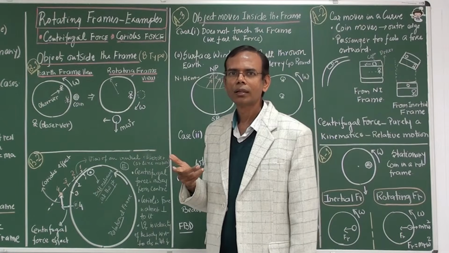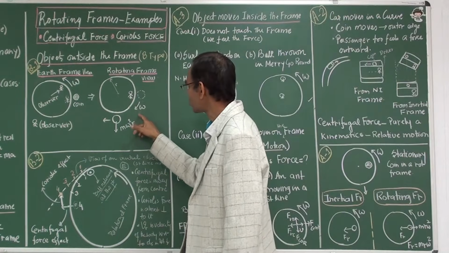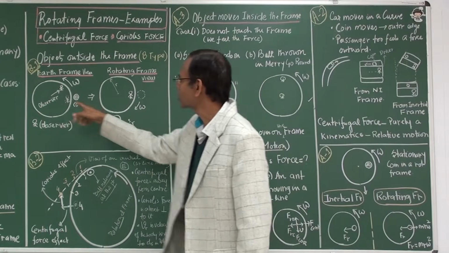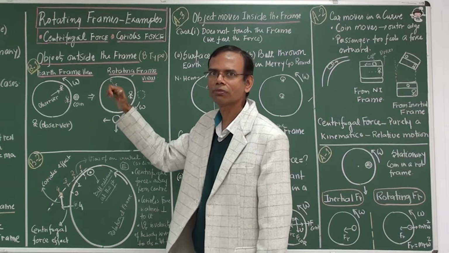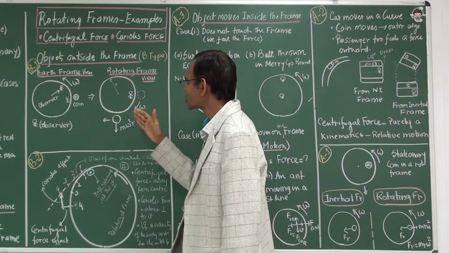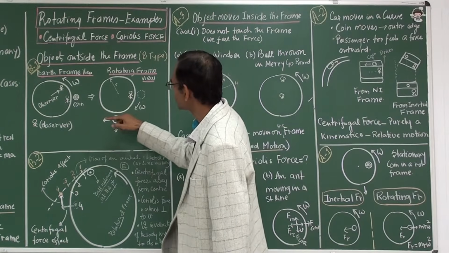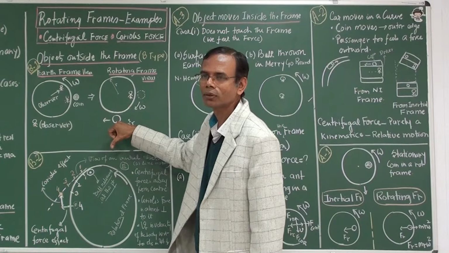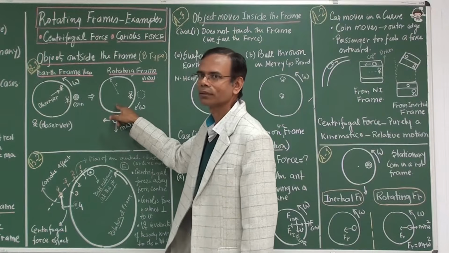What is the omega? Here again there is a probability of mistake. Omega is not this omega. Omega is the omega of the rotating frame. So that means this is the direction of omega, and this is the direction of v. So omega cross v, as you see, this is the omega and this is v, so omega cross v is in this direction. But it is minus 2m omega cross v, so it is that direction.